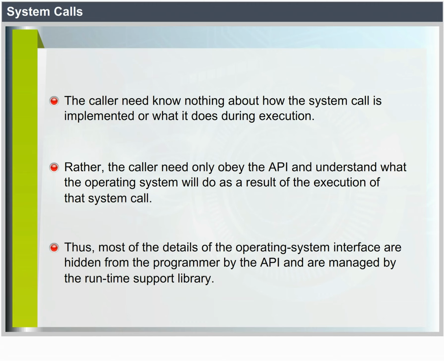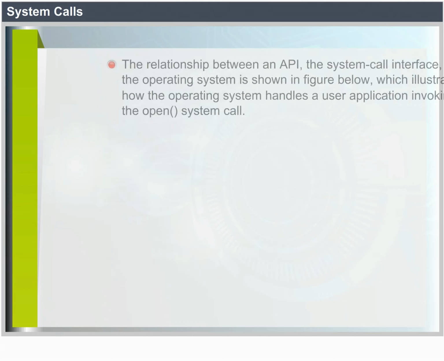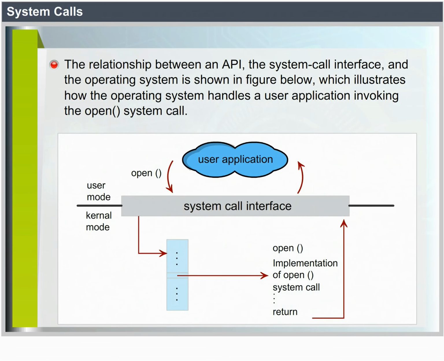The relationship between an API, the system call interface, and the operating system is shown in the figure below, which illustrates how the operating system handles a user application invoking the open function system call.